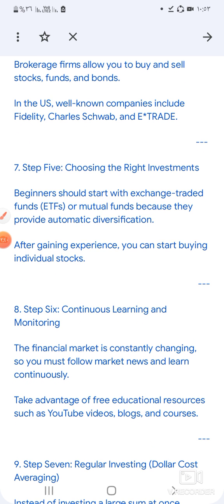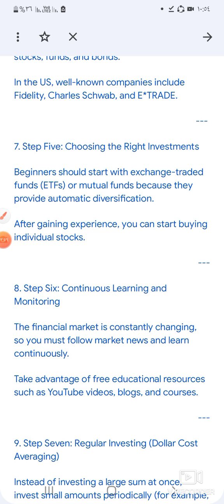9. Step 7. Regular investing, dollar cost averaging. Instead of investing a large sum at once, invest small amounts periodically, for example, monthly. This reduces the impact of market fluctuations and lowers the average purchase price.